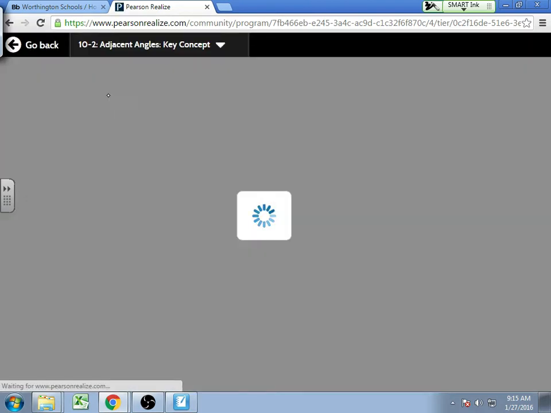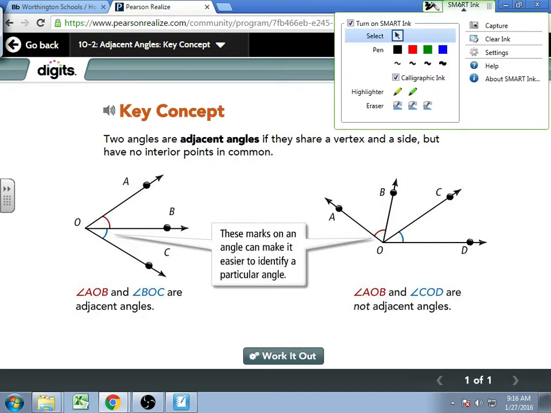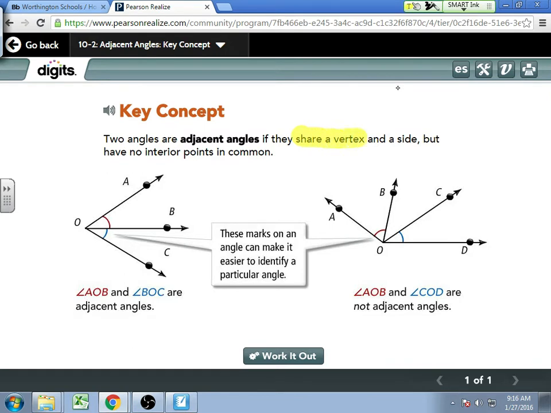I did not get a copy of these. So I want you to highlight, circle, star something to remember. They share a vertex, and they share a side.